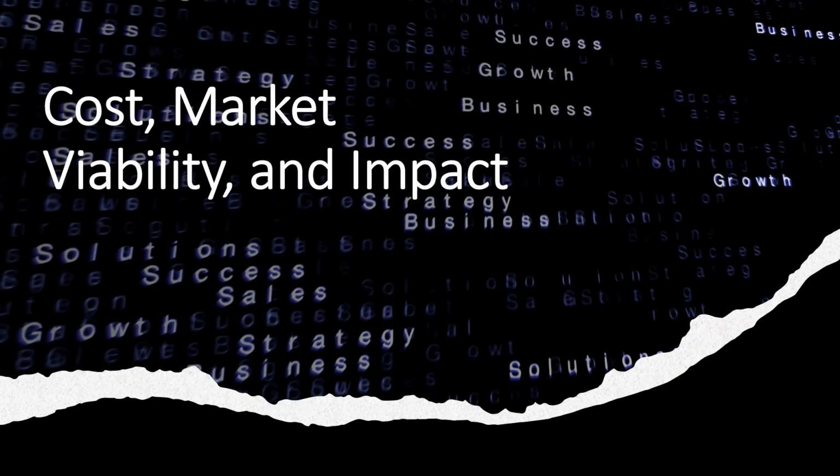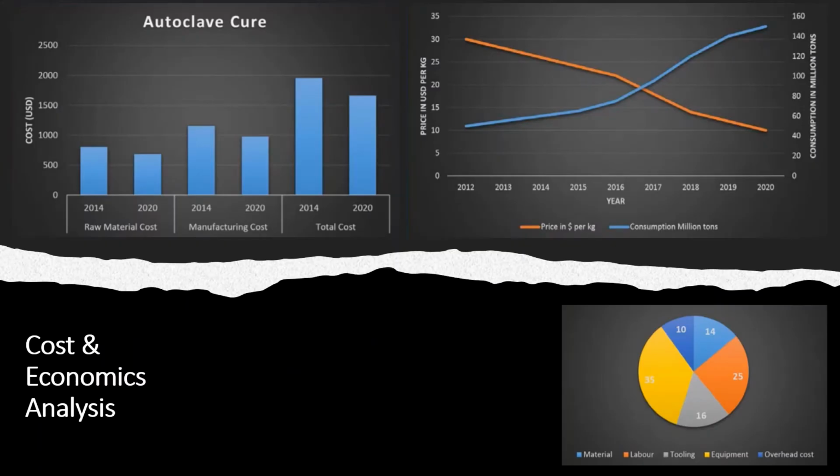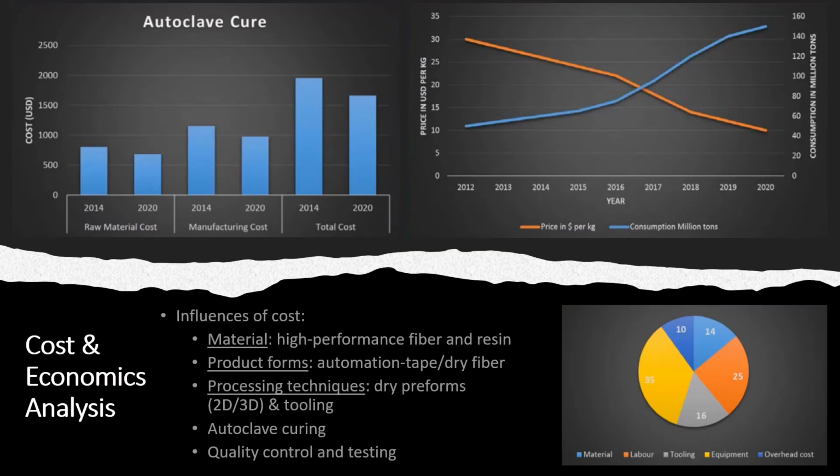Lastly, we can look into the cost, market viability, and impacts of composites. Many factors impact costs, such as the material used, the product forms, the processing techniques like preforms, autoclave curing, and quality control and testing. For a small economic batch size, the largest cost allotment is in equipment such as autoclaves and layup machines, for example.